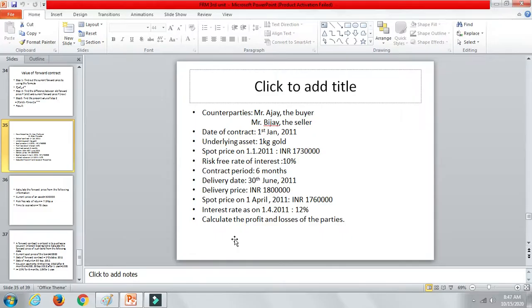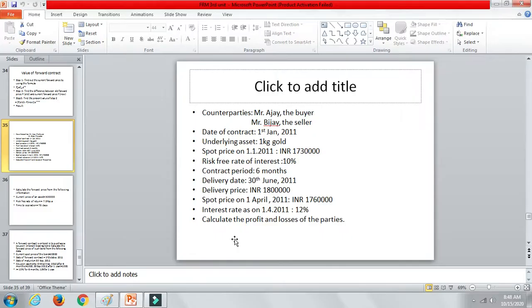Okay, so the delivery price, whatever the spot price may be, maybe it is 17 lakhs 30,000, but they are entering into the contract to exchange the gold by paying rupees 18 lakhs. Now the spot price on 1st April 2011 is INR 17 lakh 60,000. Okay, interest rate on 1st April 2011 is 12%.